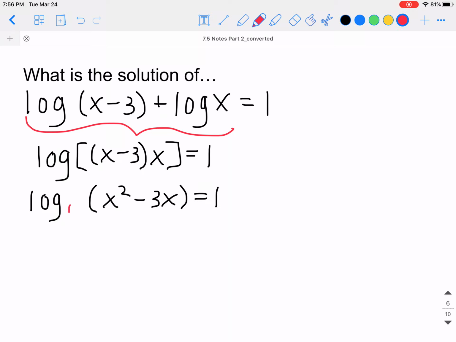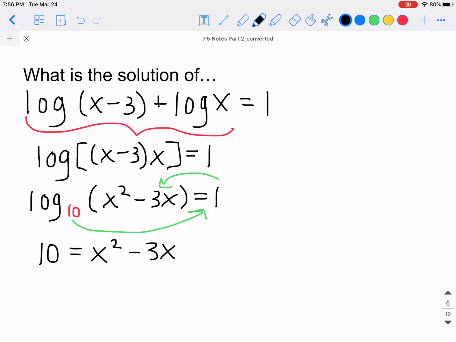We can rewrite this in exponential form. Our base is 10, so 10 raised to the first power equals x squared minus 3x. 10 raised to the first power is just 10 equals x squared minus 3x. Now you'll notice this is a quadratic equation. To solve our quadratic equation, we want to move all of our terms to the same side. So this becomes 0 equals x squared minus 3x minus 10 after subtracting 10 from both sides.